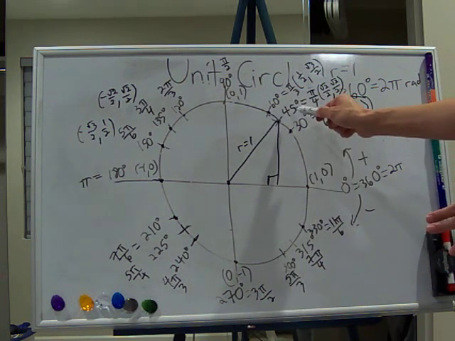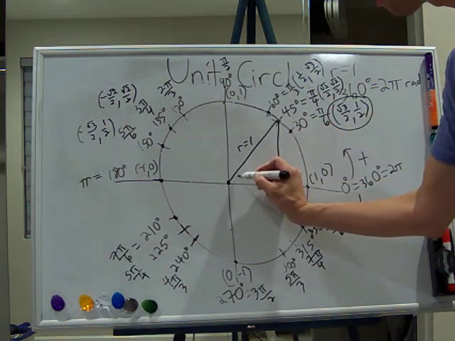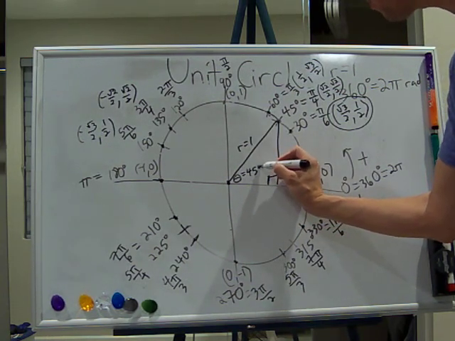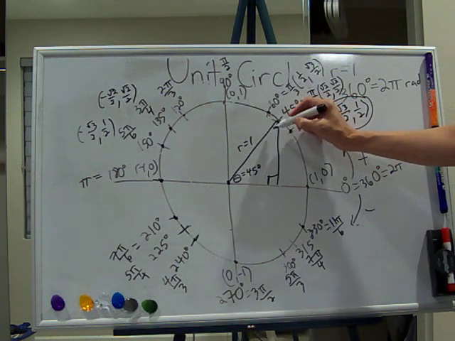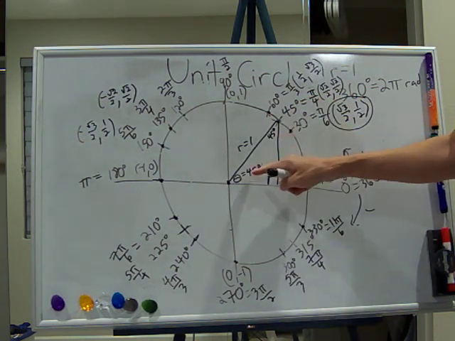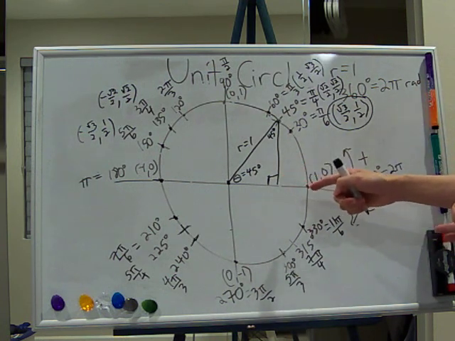So since this is 45 degrees here, then I know this angle right here, which I'll call theta, is 45 degrees, right? And if this is 90, then what does this angle have to be? This angle must be 45 degrees as well. So this is 45, 45, 90. That's one of the special right triangles.